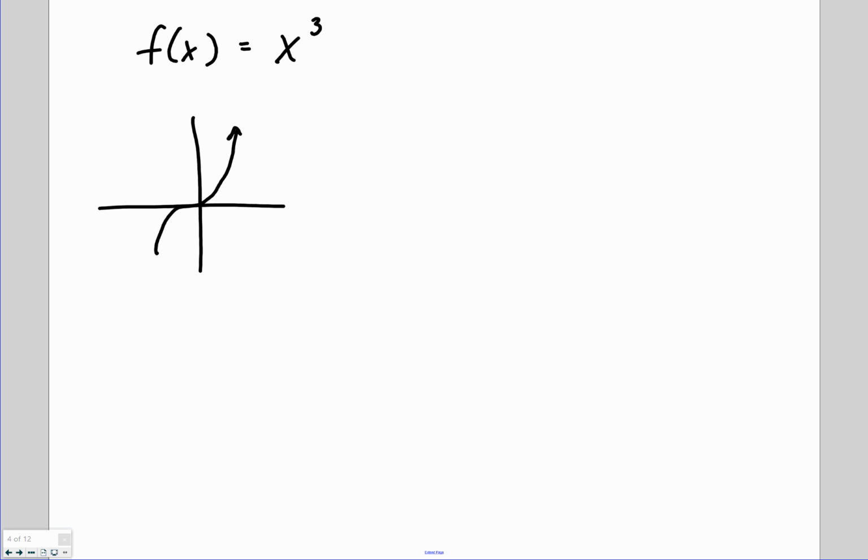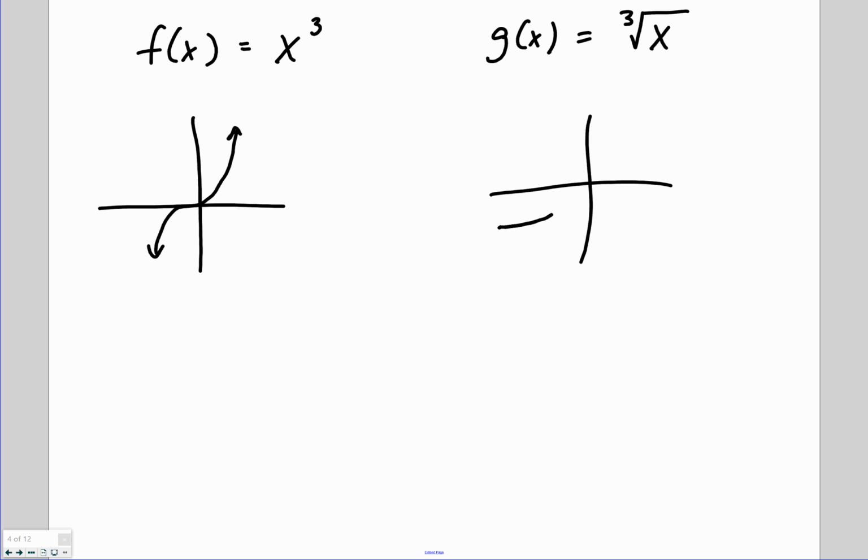All right, you guys should know this function. Do you know that function? It's the cubic function, right? It looks like this. Do you know the inverse of the cubic function? No? It's the cube root function. That's the inverse function. It looks like this.